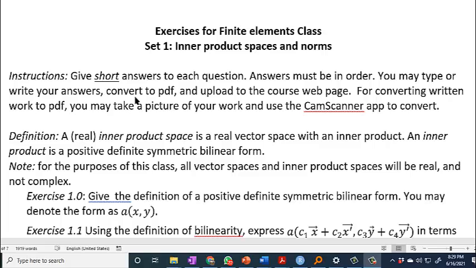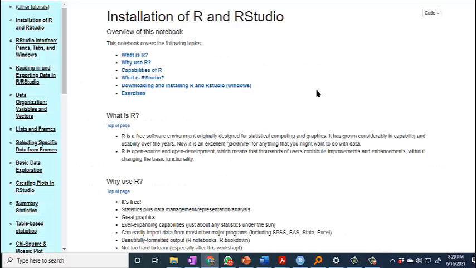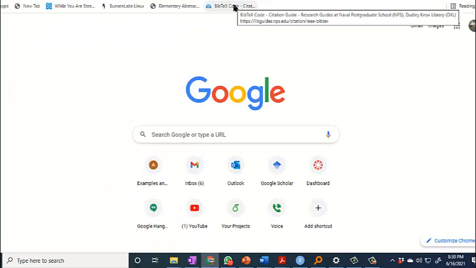You may type or write your answers, convert to PDF, and upload to the course webpage, which is canvas.instructure.com. For converting written work to PDF, you may take a picture of your work and use the Cam Scanner app to convert. So I made a video to show how to do that. Let me remind you of the website. The website is Cam Scanner.